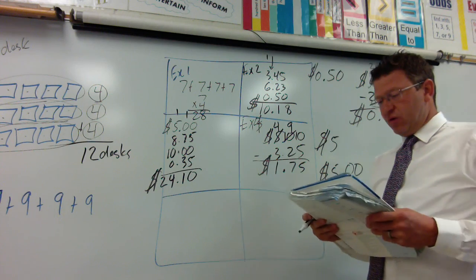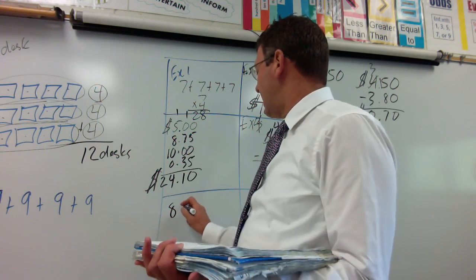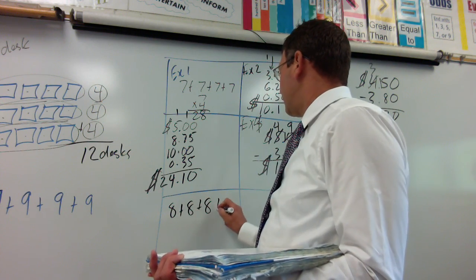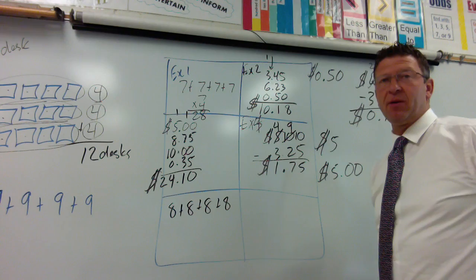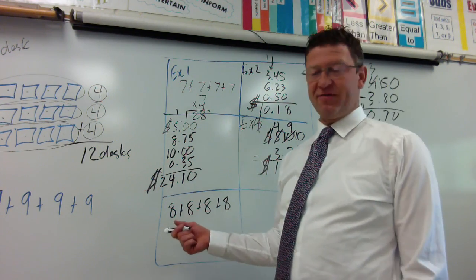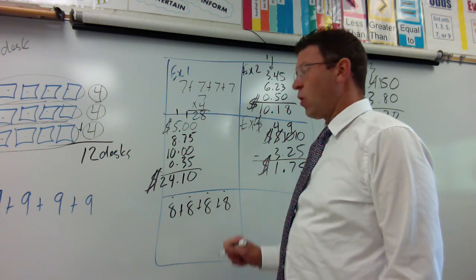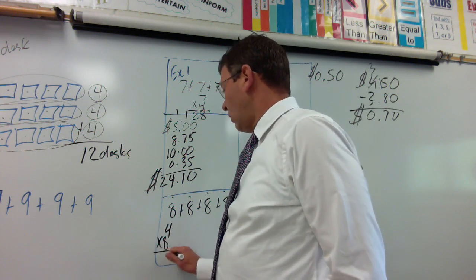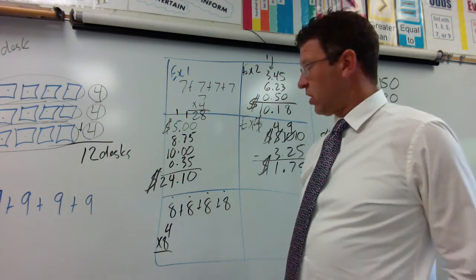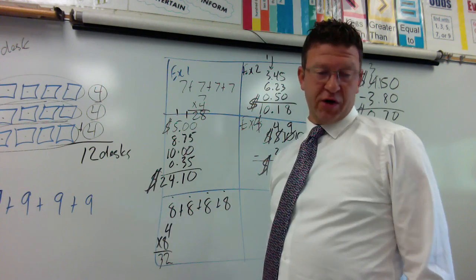All right, let's review. In our 5th box down here, let's do the A. 8 plus 8 plus 8 plus 8. This will be in your assignment. Let's rewrite that as a multiplication problem. How many 8s do we have? Count them with me. 1, 2, 3, 4. So our multiplication problem would be 4 times 8, or 8 times 4. Either way works. 4 groups of 8 equals 32.